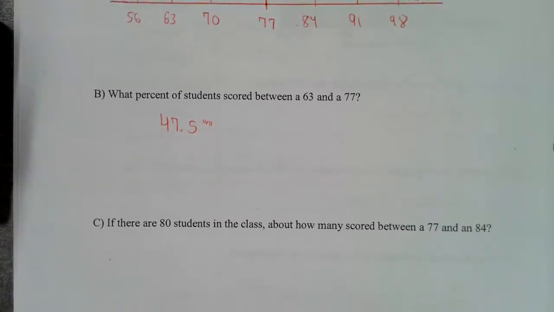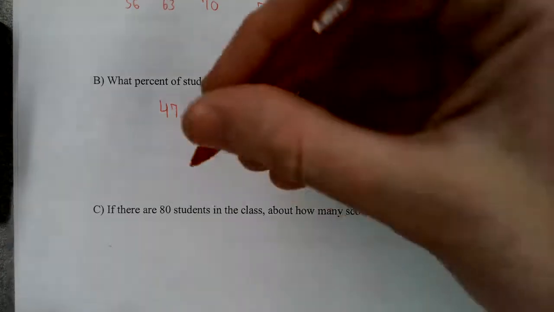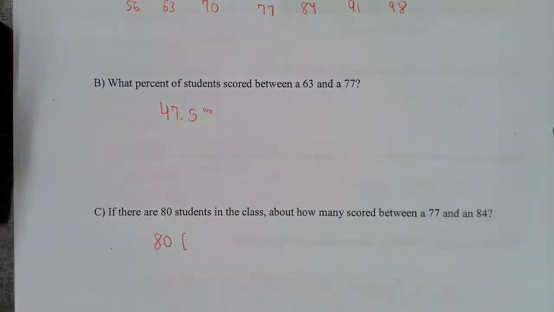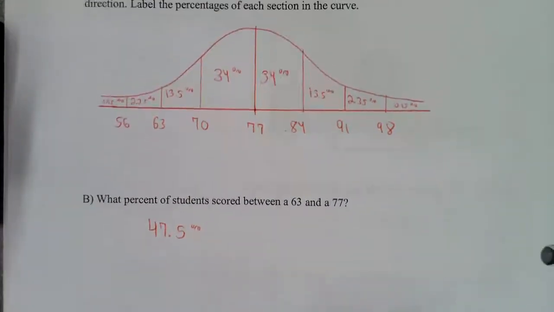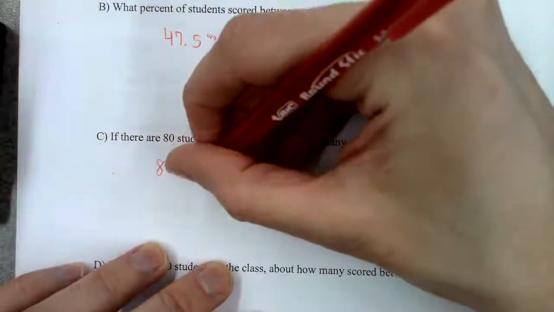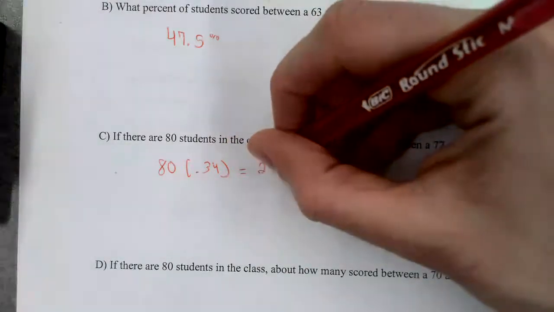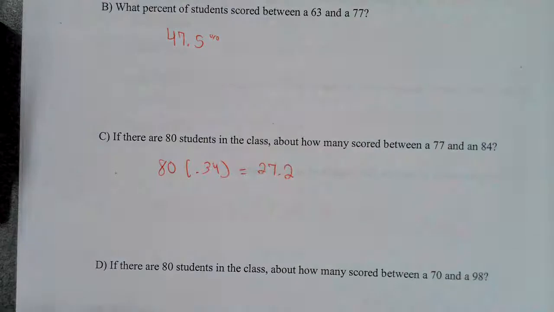If there are 80 students in the class, about how many scored between a 77 and an 88? So you're going to take the 80 because there's 80 students, and multiply by what percent? 77 to 84 is 34%. So you multiply by 0.34. I'll give you 27.2, and you can just round that to about 27 students.